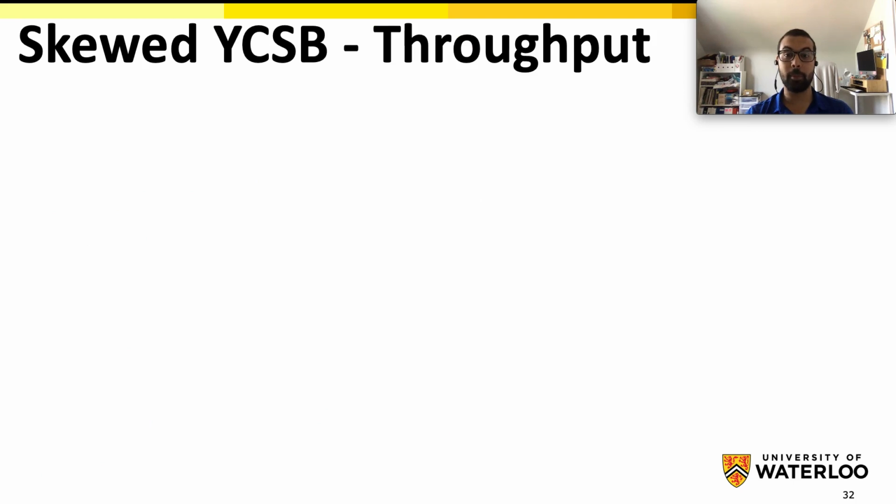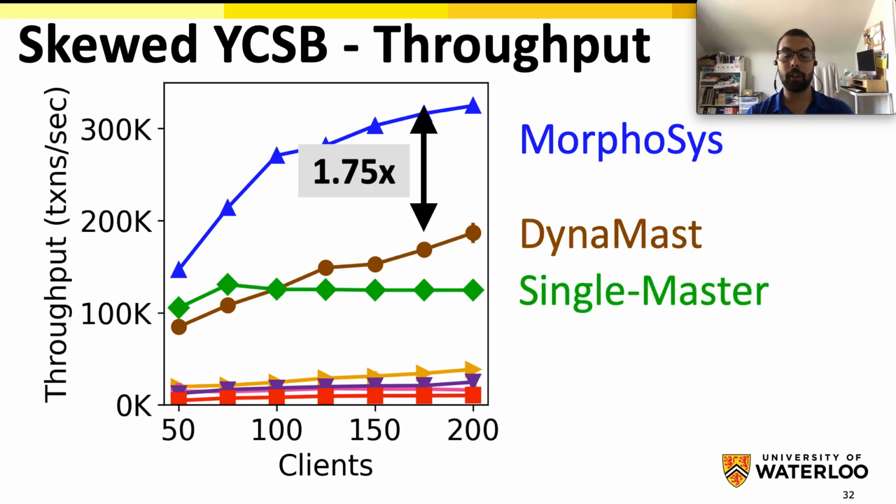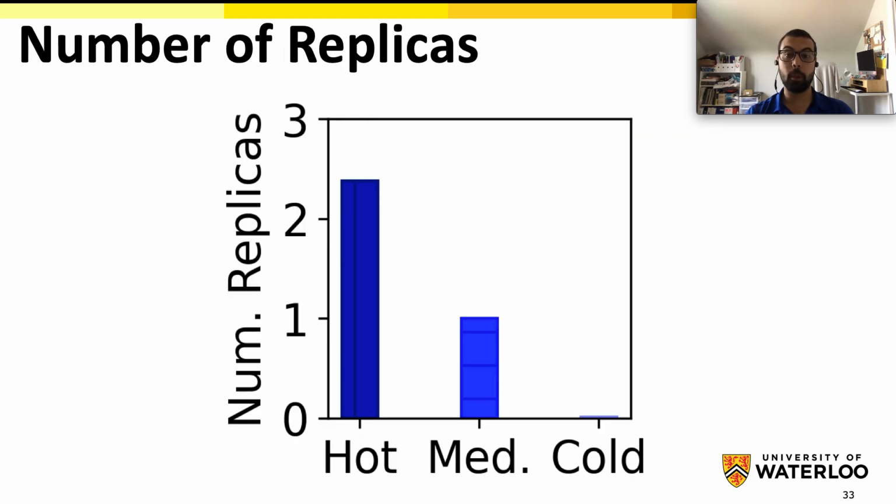In our YCSB experiment that is write-heavy and has skew, MorphoSys has the highest throughput. MorphoSys has 1.75 times greater throughput than Dynamast and Single Master, and throughput more than 32 times that of VoltDB. To understand MorphoSys's performance, we further examined its physical design decisions. MorphoSys frequently replicates hot partitions to distribute read requests and does not replicate cold partitions to reduce space overheads. Hence, MorphoSys uses dynamic replication efficiently to handle skew.